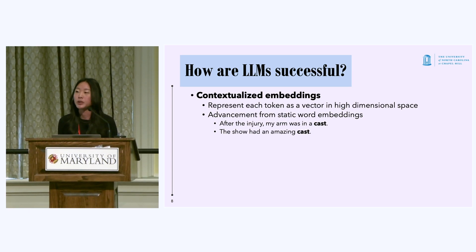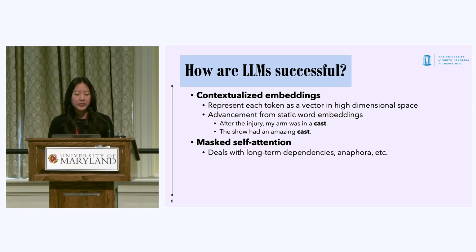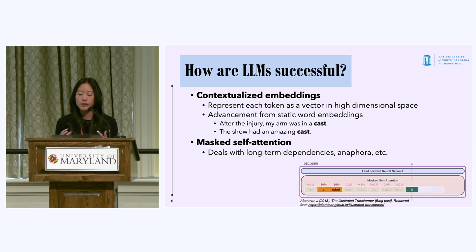So an ambiguous word like cast, like the broken arm cast versus the show cast, is going to be represented differently in a model with contextualized embeddings. These models also have a mechanism called masked self-attention, and this just helps relate the current word to the prior words in the context, helping to deal with long-term dependencies and anaphora.